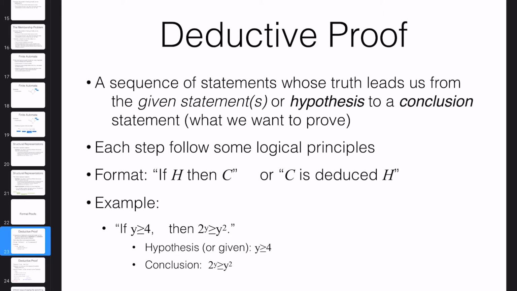For example, let's see an example that says if Y is greater than or equal to 4, then 2 power Y is going to be greater than or equal to Y power 2. So here the hypothesis is Y is greater than or equal to 4, and the conclusion is that 2 power Y is going to be greater than Y power 2, for all the values of Y greater than or equal to 4. The conclusion is true.